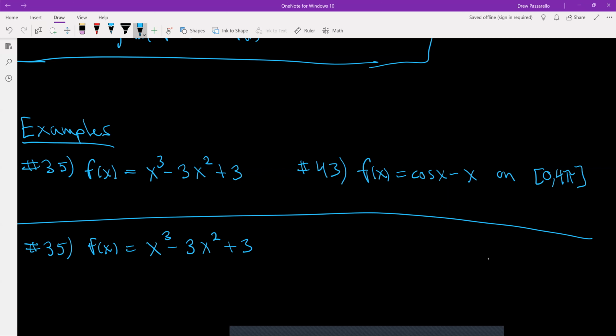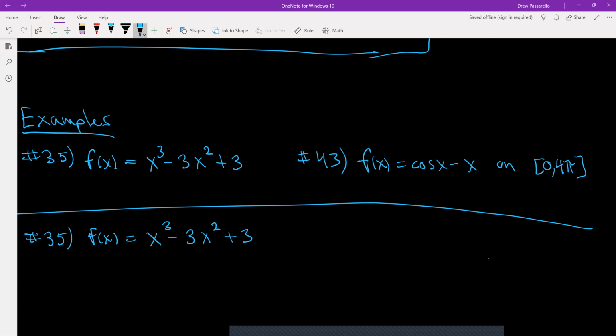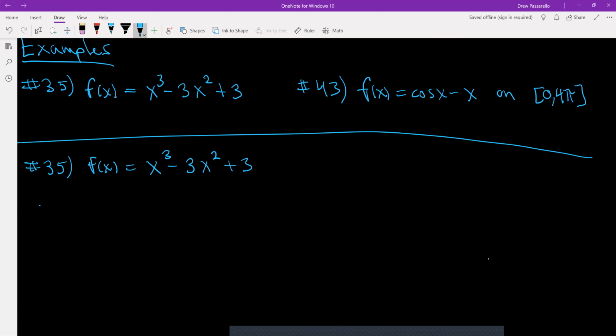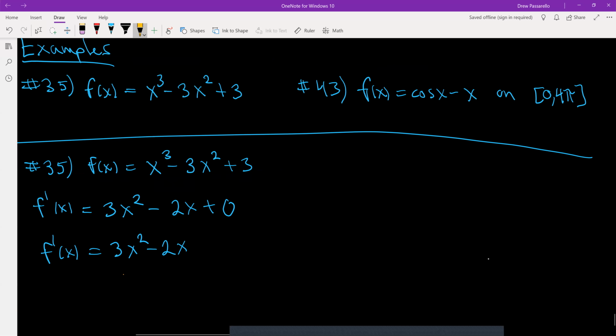All right, so the first thing I need to do, I'm going to find the first and second derivatives. So f prime of x. I use the power rule. X cubed becomes 3x squared. And then minus 3 times 2x. And then plus 0. All right, so the first derivative is 3x squared minus 2x. And I'll circle that.